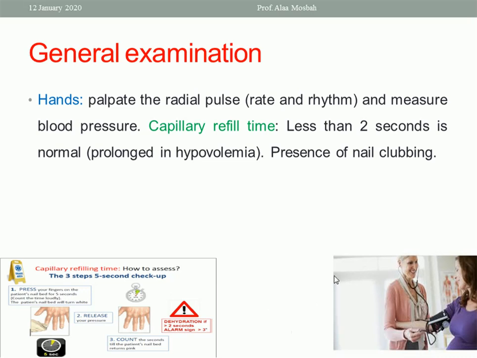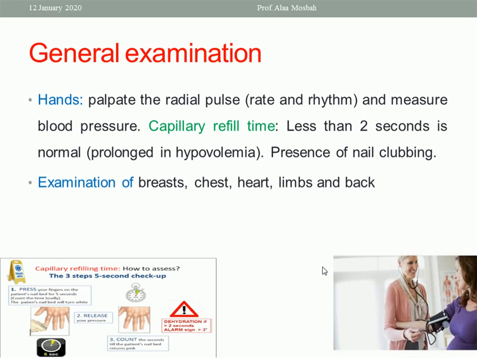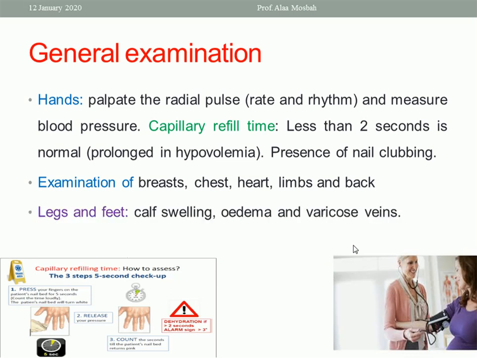Search in the nails also for nail clubbing, which occurs with heart problems and chest disease. Examine the breast, chest, heart, limbs, and the back for any abnormalities. Examine the legs and the feet for calf swelling, ankle edema, varicose veins or deep venous thrombosis.